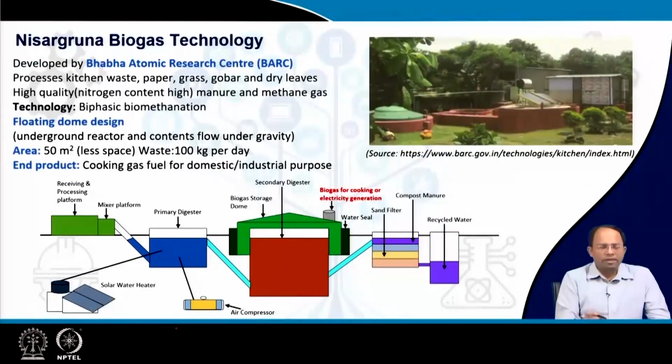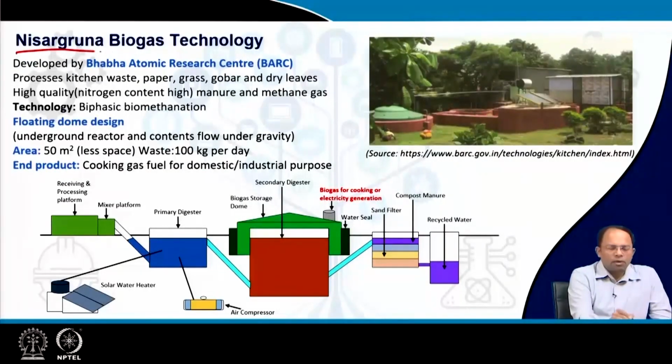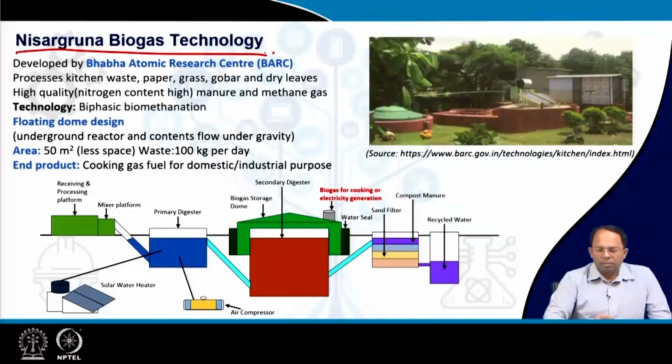Then we talk about this Nisarguna biogas technology, which has been developed by BARC, as you can see over here. So here we have this receiving platform, then the mixing platform where the waste is mixed with water, then a solar water heater. This heats up this particular chamber so that the operation happens at a higher temperature. We also have an air compressor, we send air through this. This is the primary digester, the first one, and then we have the secondary digester. This is the two-phase digester.